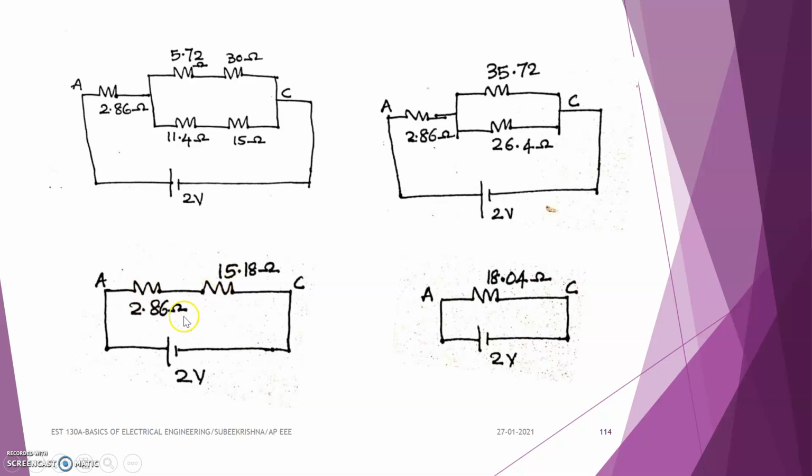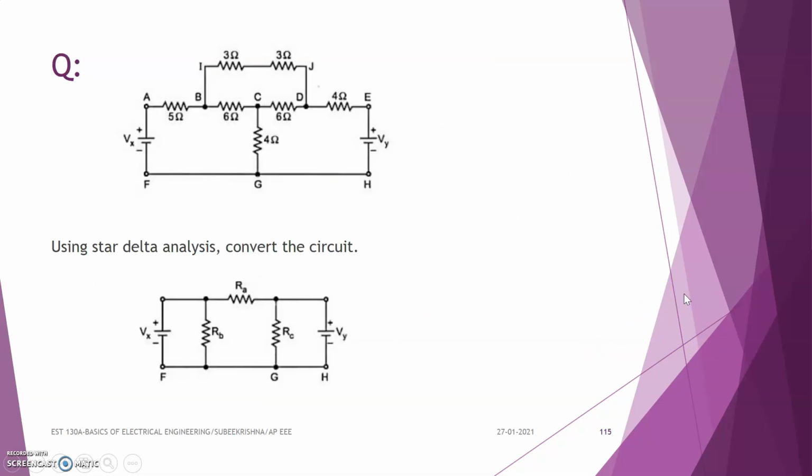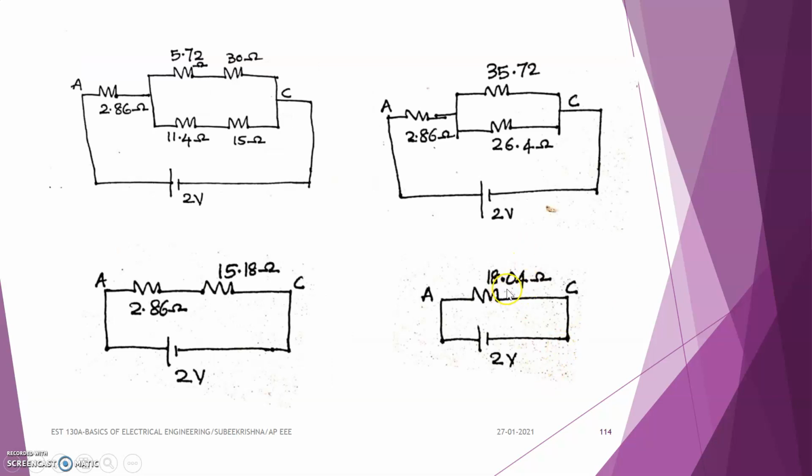So by adding these two resistances we get 18.04 ohm, and it is connected across a 2-volt battery. So the effective resistance connected across the points A and C is 18.04 ohm. So that is the answer.